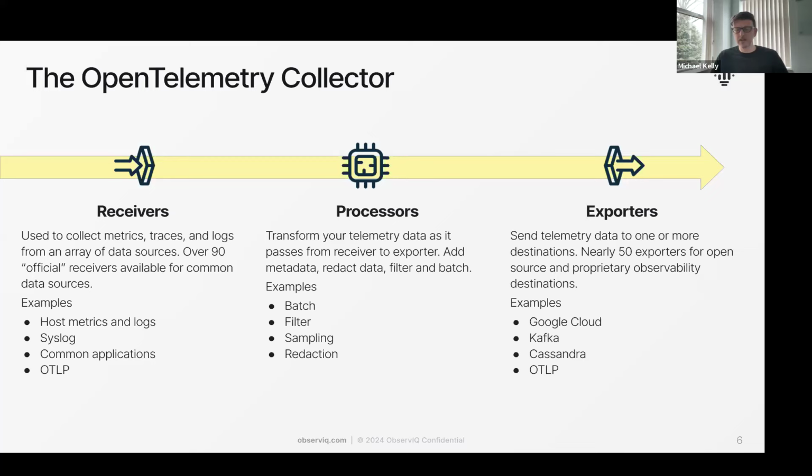Exporters send telemetry to the destination, whether that's something like New Relic, Google Cloud, Kafka, Cassandra, or OTLP, which is the standard OpenTelemetry protocol used to transmit data. There are exporters for nearly 50, maybe 50 at this point, different destinations. Those are open source, and they're also proprietary. The collector has been adopted by nearly everyone in the industry, at least supporting it, if not using it as the default for their telemetry.